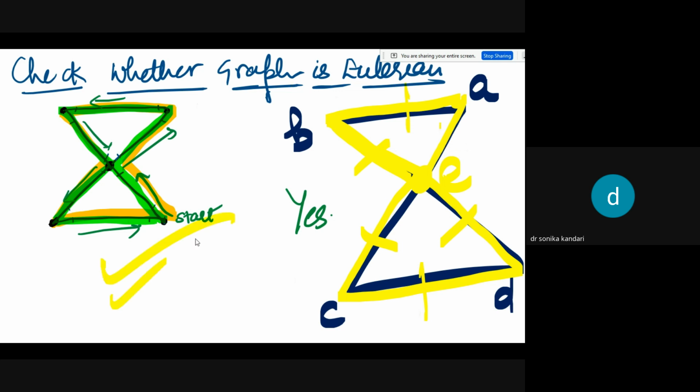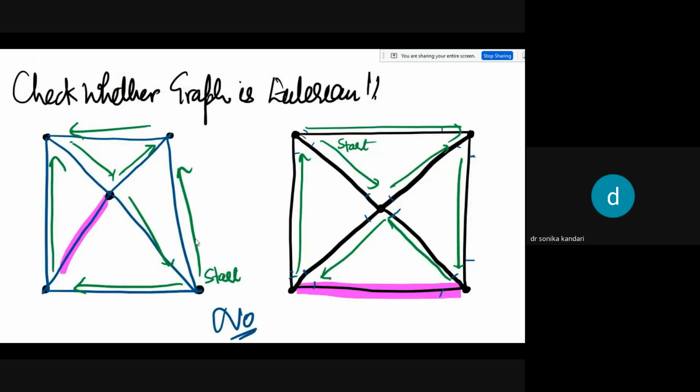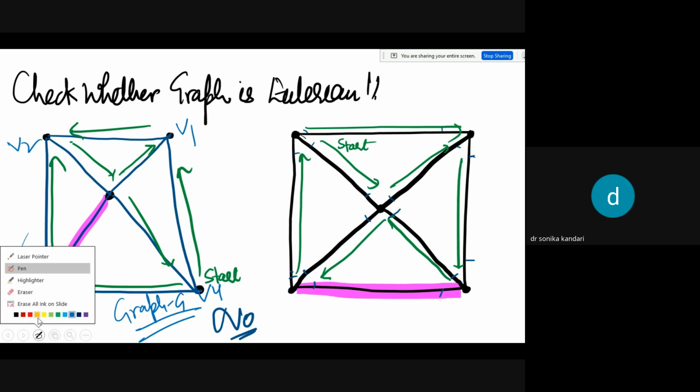So we can say this graph is a Eulerian graph. Done. Now you can identify whether a graph is Eulerian or not. Class, suppose you have graph G. Are you able to view graph G? Yes, ma'am. V1, V2, V3, V4. Is this Eulerian or not? How can you find whether this is a Eulerian graph or not?